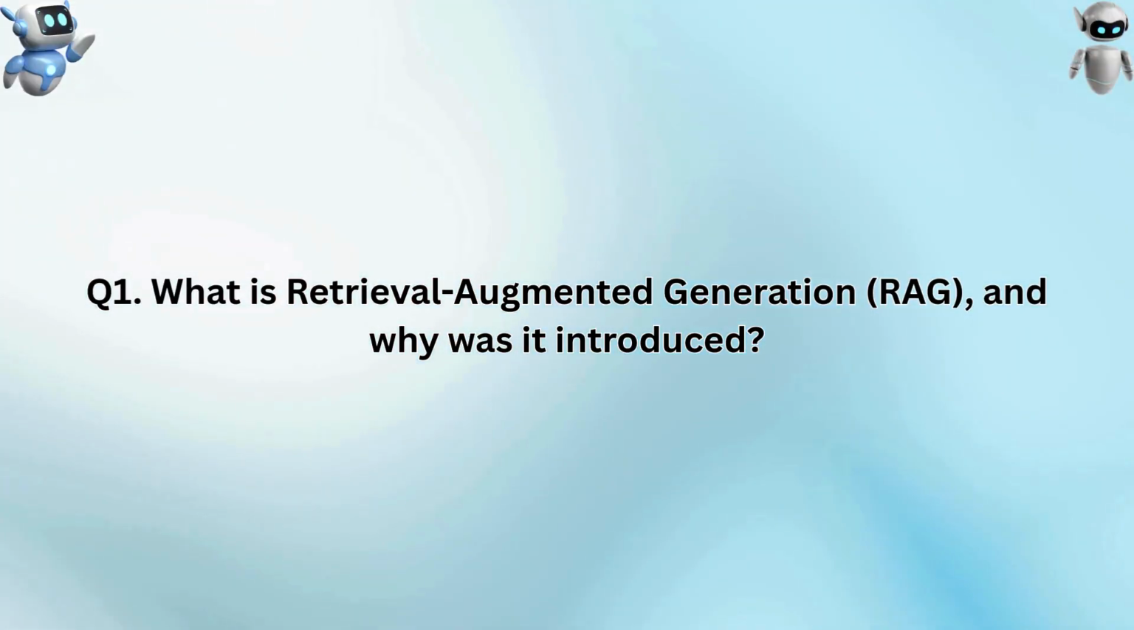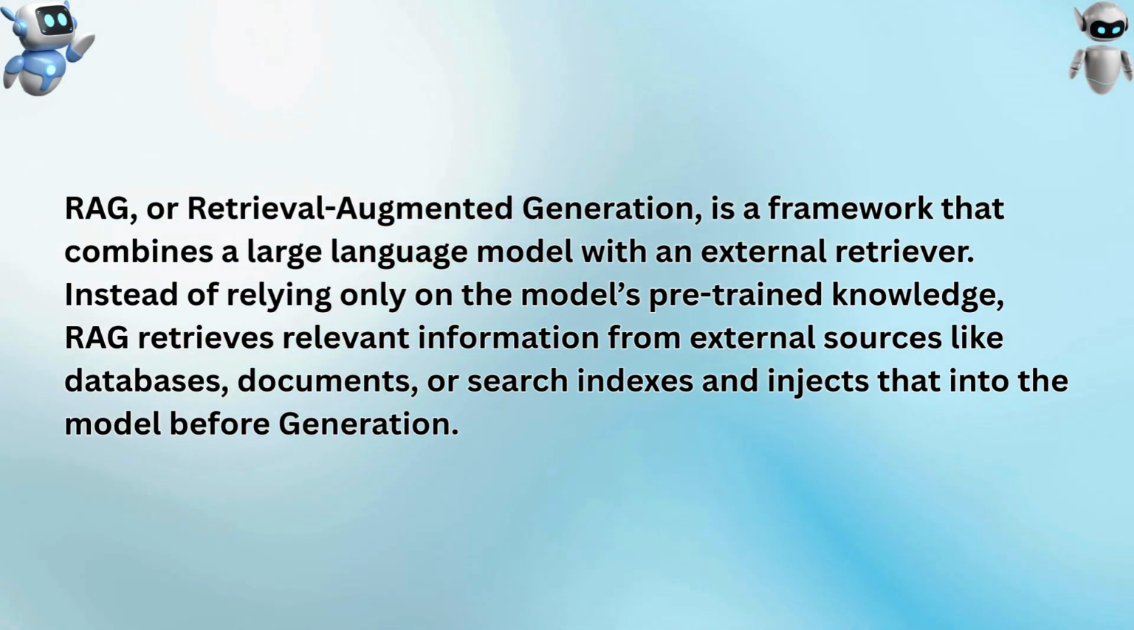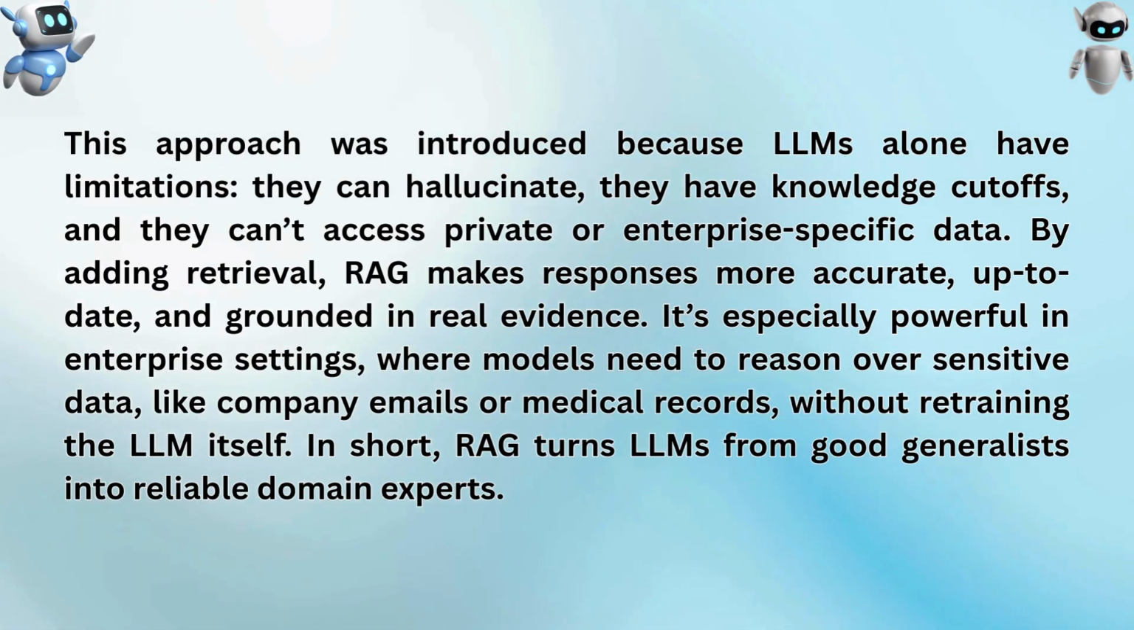What is Retrieval-Augmented Generation, or RAG, and why was it introduced? RAG is a framework that combines a large language model with an external retriever. Instead of relying only on the model's pre-trained knowledge, RAG retrieves relevant information from external sources like databases, documents, or search indexes, and injects that into the model before generation. This approach was introduced because LLMs alone have limitations. They can hallucinate, they have knowledge cutoffs, and they can't access private or enterprise-specific data. By adding retrieval, RAG makes responses more accurate, up-to-date, and grounded in real evidence.